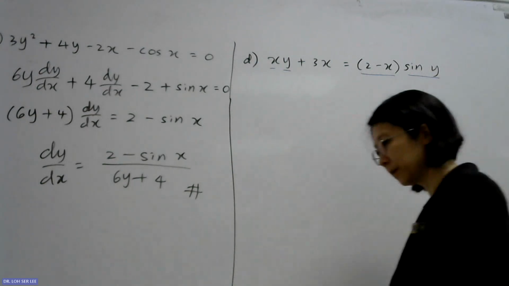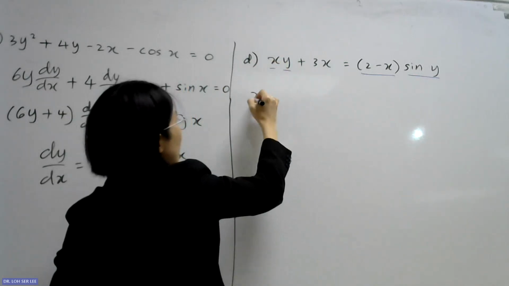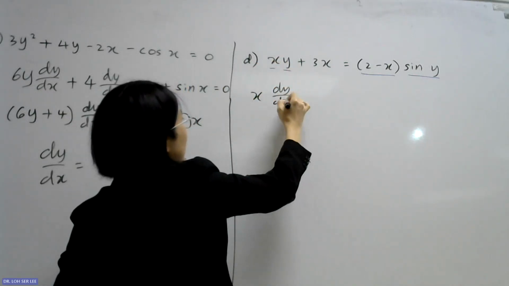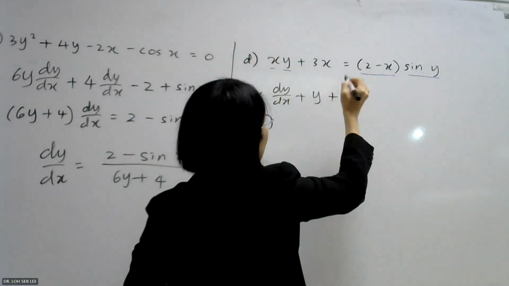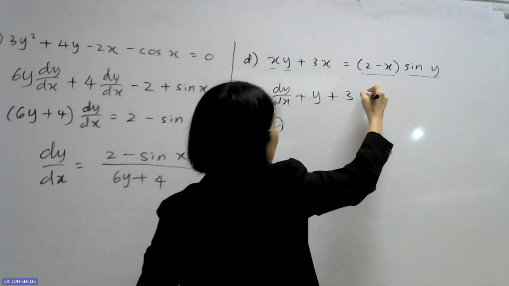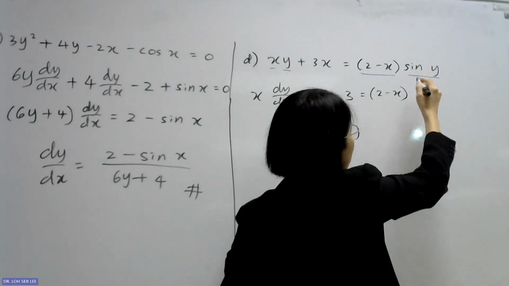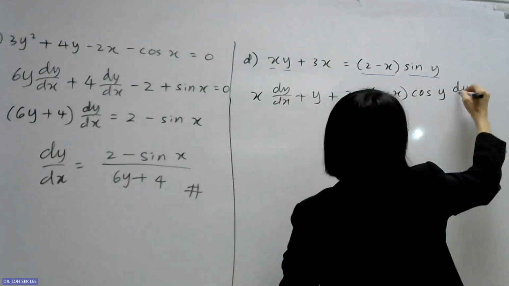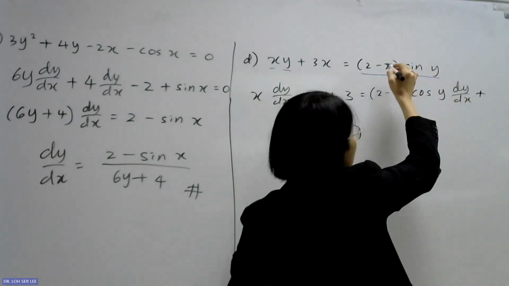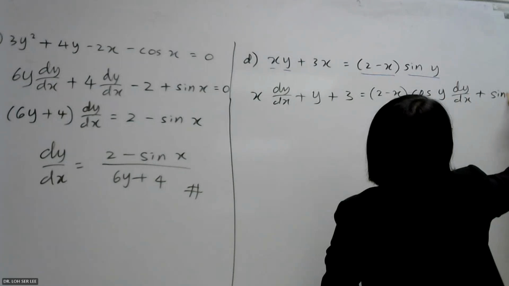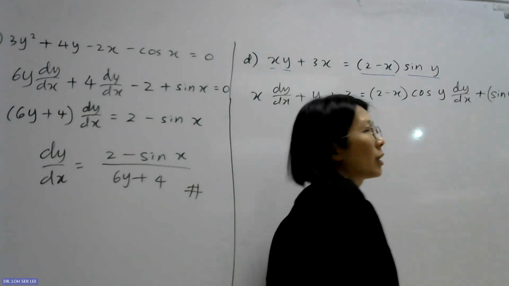Okay, B. Product rule: copy, differentiate, plus copy, differentiate. Differentiate x, you get 1. Plus, differentiate this one, you get 3. Now the other one. Let's say copy this, and I differentiate this one, I get cos y dy/dx, and then plus, now copy this one, differentiate this. Differentiate this one with respect to x, you get negative 1.